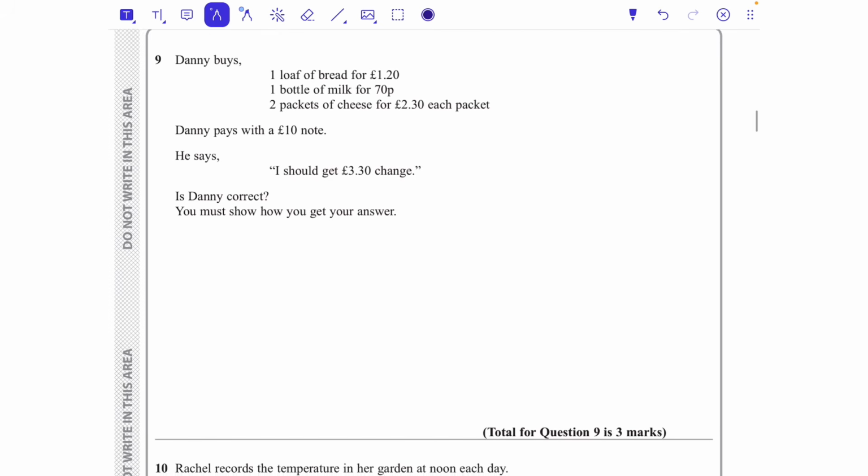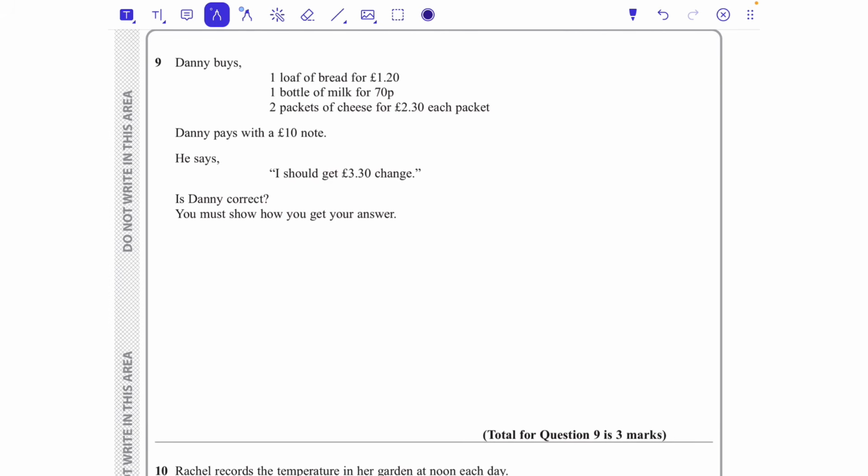Danny buys 1 loaf of bread for £1.20, 1 bottle of milk for 70p, and 2 packets of cheese for £2.30 each packet. Danny pays with a £10 note. He says, I should get £3.30 change. Is Danny correct? You must show how you get your answer. Okay, so let's add up what he's spending.